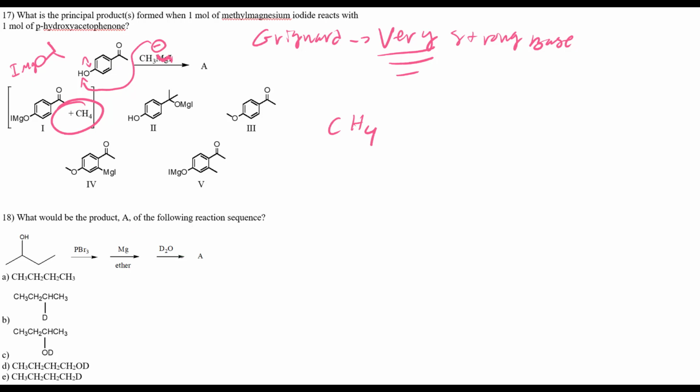What would be the product A of the following reaction sequence? Okay, so we have a secondary alcohol and PBr3. Now PBr3 works for primary and secondary alcohols, and it makes those alcohols into bromides. Okay, so now we have 1, 2, 3, 4. We now have a bromine right there, and then we're going to add some magnesium, so now we have MgBr. And as you know, we can just ignore the MgBr in the associated bond and just say that this carbon right here is negative.